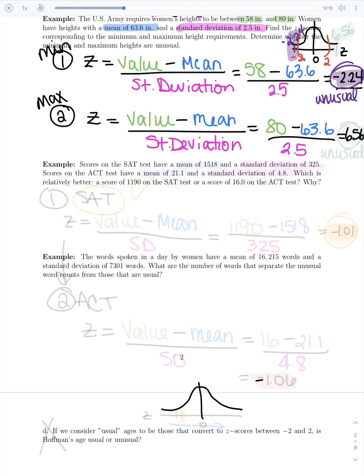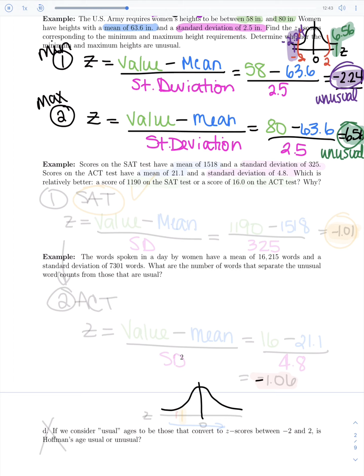Now, the other value we got was 6.56, and let's see where that falls. Well, that's all the way on this end, even further out, 6.56. So it's way outside of the middle part, which is, again, considered unusual because it's not between negative 2 and positive 2. So both of those values are considered to be unusual.